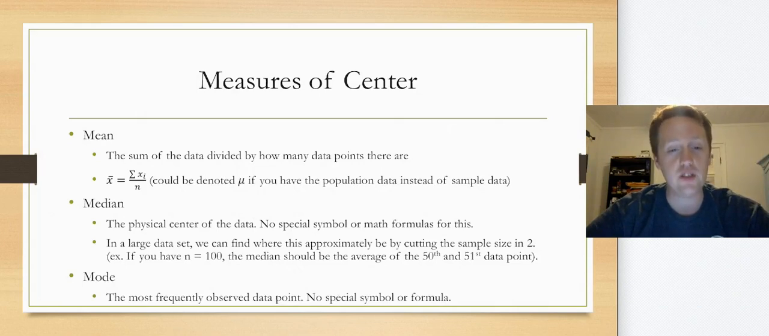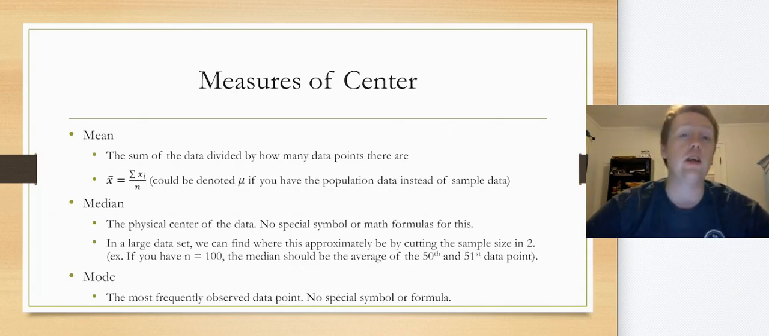The median is the physical center of the data. We don't really have a special symbol for that. We just say median. In a small data set, just arrange the data, count into the middle. Or maybe if you have the data set, you can just enter it in your calculator and do one variable statistics, because your calculator is amazing and will do that for you.